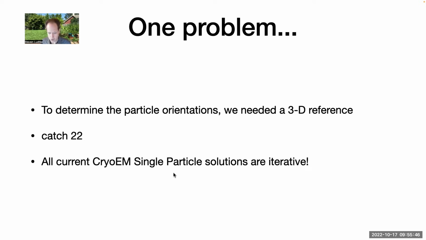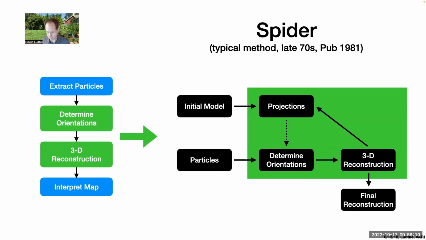So all current cryo-EM single particle reconstruction solutions are iterative solutions. What that means is you start out with some sort of a vague guess of what the 3D structure is. And then through iterating, you start out with a vague guess, you determine the orientations, you get a 3D reconstruction. So there's an iterative process involved. And different software packages in the field use different strategies, but they're all iterative strategies.